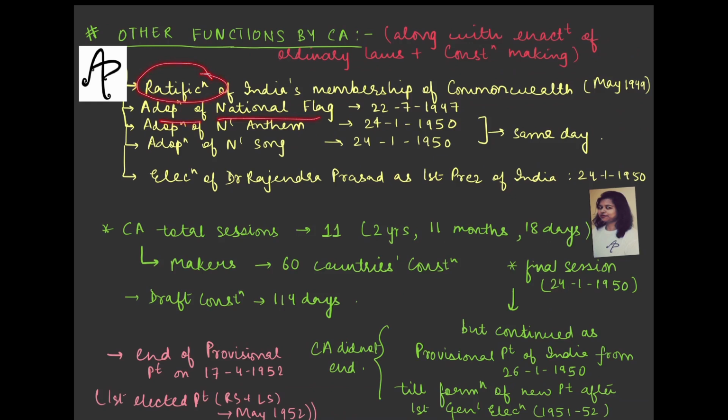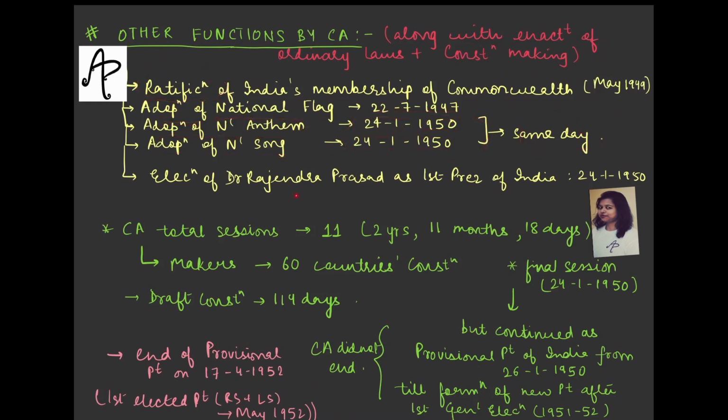Adoption of national flag, 22nd of July 1947. Adoption of national anthem, 24th of January 1950. Adoption of national song, 24th of January 1950. So you need to remember this date. This happened on the same day, both national anthem and song, and this is just 2 days before our Republic Day. तो आपको याद रखना आसान होगा, ठीक है.